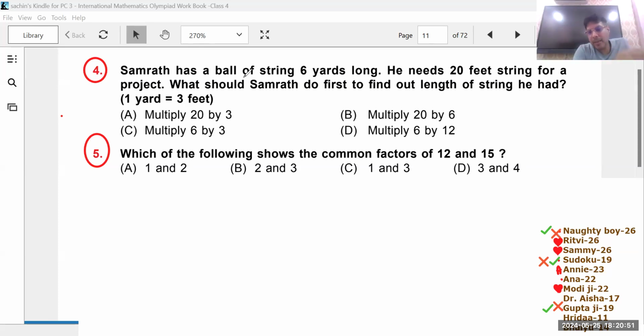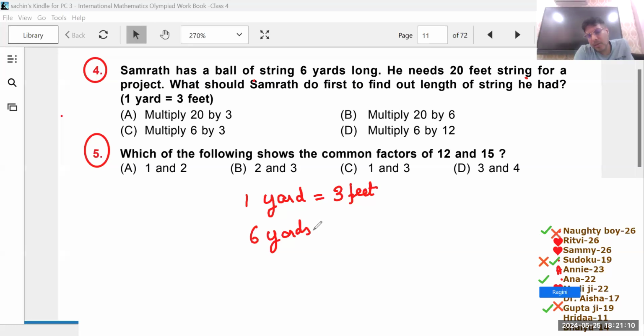So Samrat has a ball of string 6 yards long. He needs 20 feet of string for a project. So 1 yard equals 3 feet. So 6 yards will be more or less in feet? Feet is a smaller unit, so we will multiply 6 and 3 to get the length in feet. So we will do this.